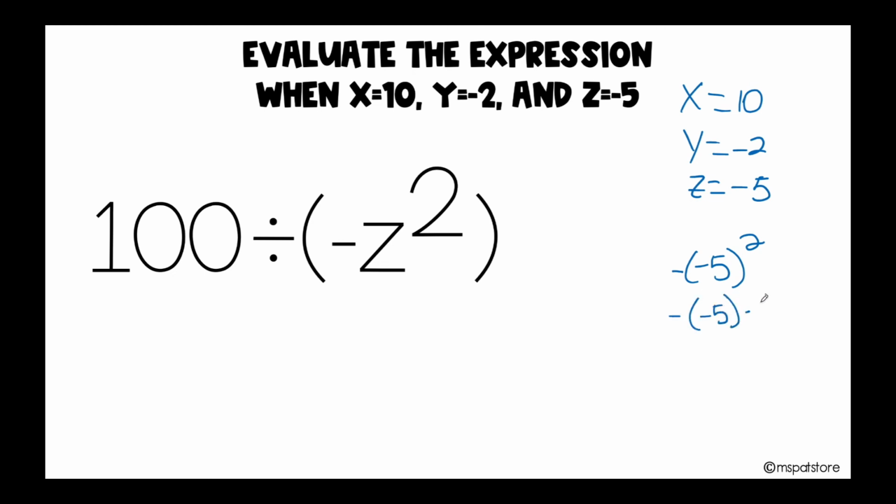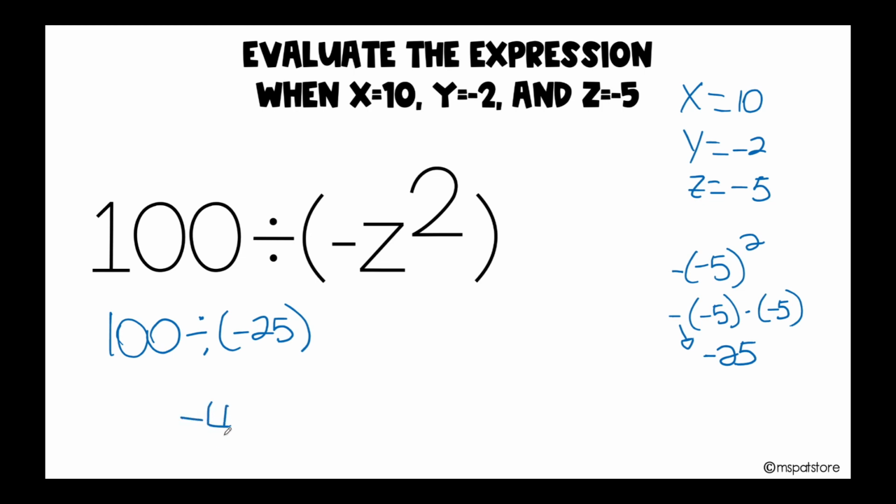So this will be negative 5 times negative 5 is equals to positive 25, and I just need to bring down this sign. So I have 100 divided by negative 25. Don't forget that when you're dividing integers and they have different signs, your answer will be negative. So 100 divided by negative 25, it is equals to negative 4.